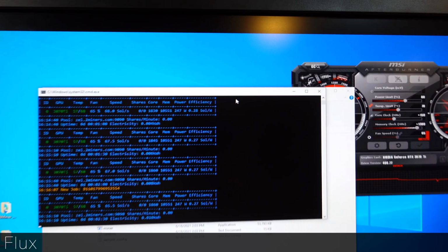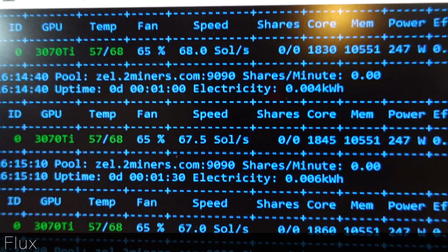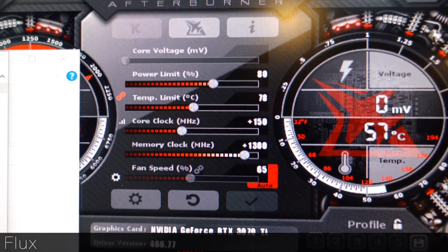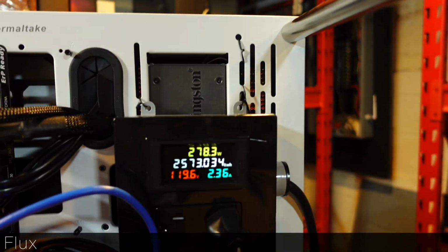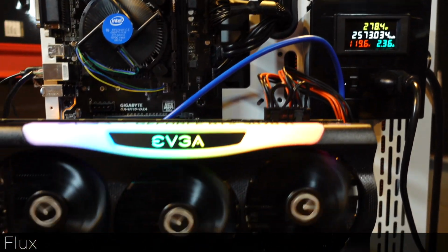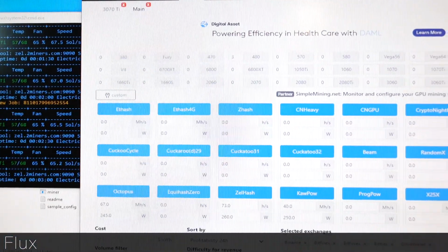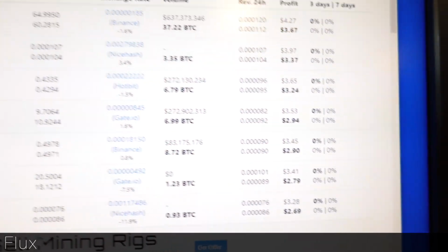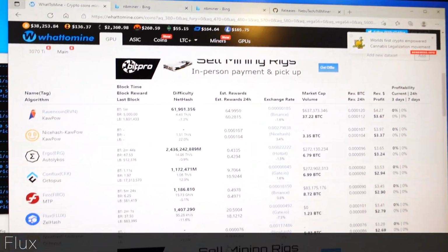All right, up next is Flux, previously known as Zcash. You can see we're hitting around 67 solutions per second, and I'm running these overclocks in MSI Afterburner. That's the power at the wall on this GPU. And let's open up What to Mine and see what kind of profitability we're going to get on Flux to calculate here. And it's coming in on the bottom there, at $2.79 profitability. Ravencoin still number one. All right, on to the next one.